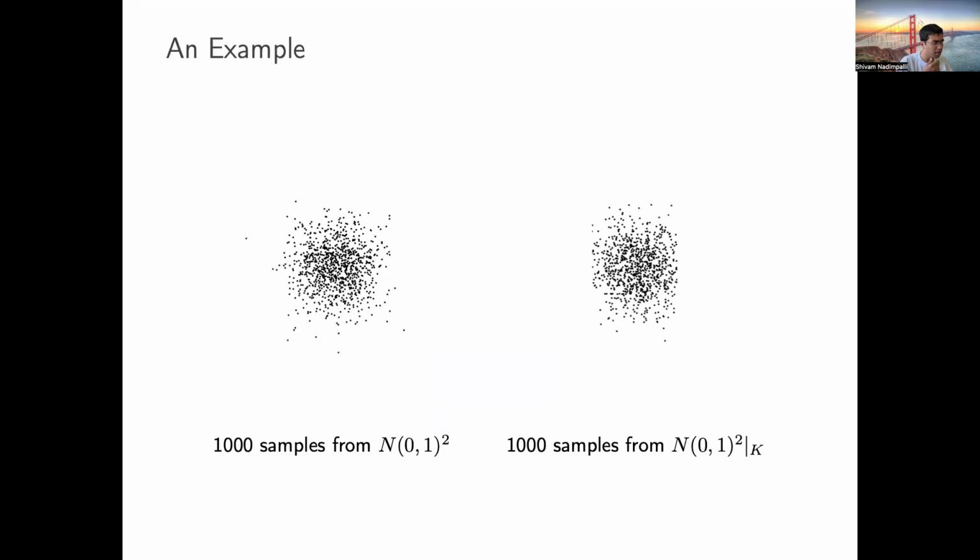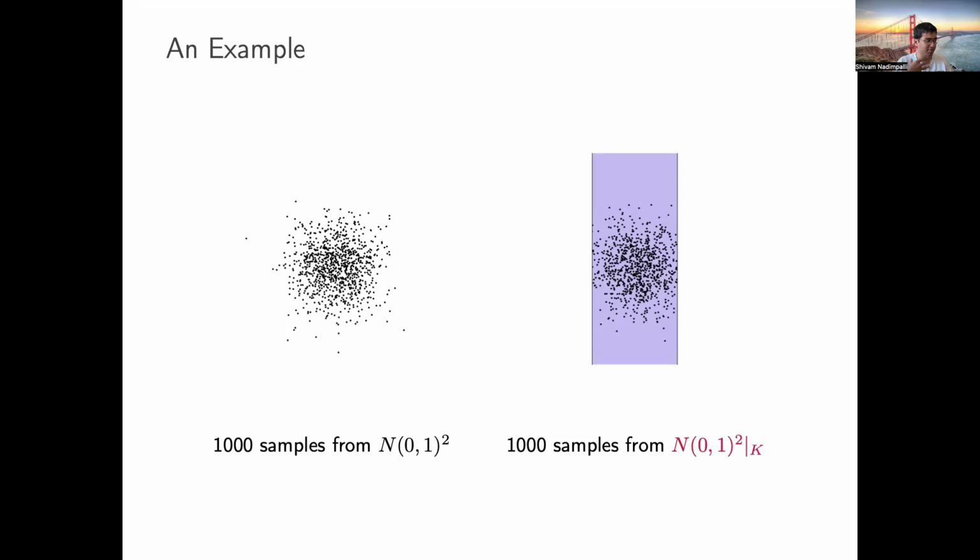As an example, on the left over here is a draw of 1,000 samples from the two-dimensional standard Gaussian distribution. And on the right is a draw of 1,000 samples from a truncated two-dimensional standard Gaussian distribution. The truncation is maybe kind of clear. It's given by this purple slab. If you call this purple slab K, then this is the notation I'll be using for the truncated distribution: N(0, I_2) with a vertical line and subscript K.